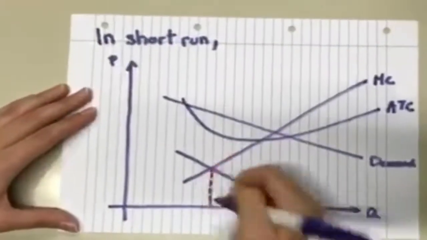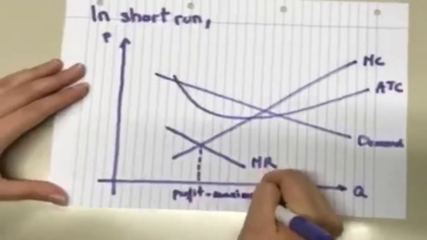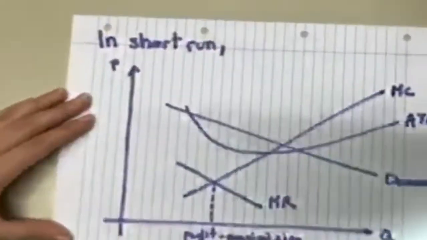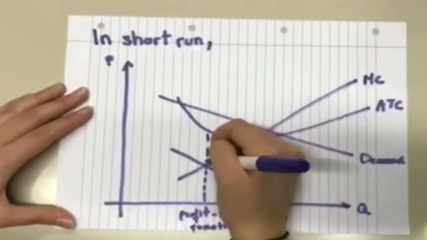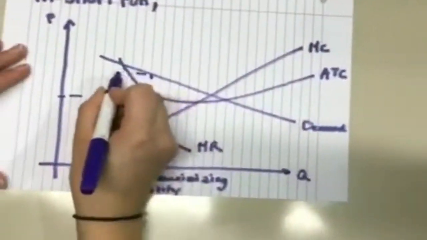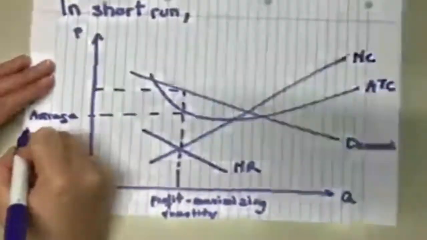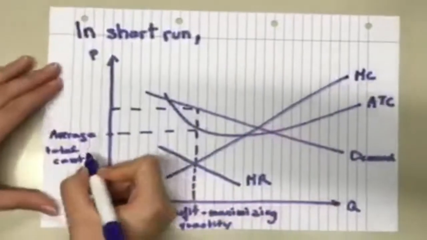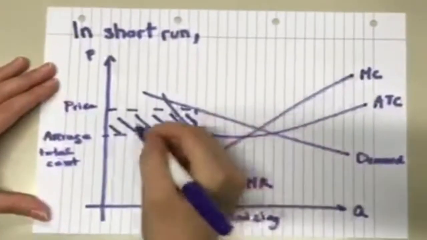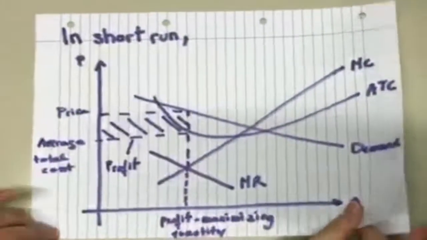They will choose the quantity at which the marginal revenue equals the marginal cost, which is represented where the curves intersect. This is where equilibrium occurs. So this represents the profit maximizing quantity. For this quantity, we can find the price and the average cost. In this case, the price is superior to the ATC, so we can say that the firm is making profit. The profit is represented by the shaded area.